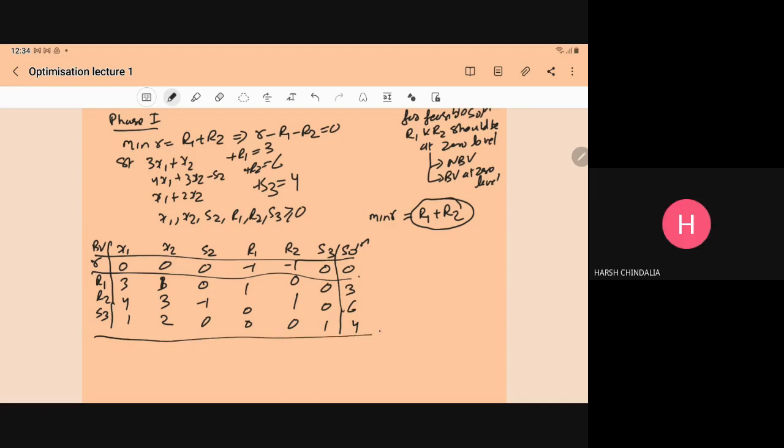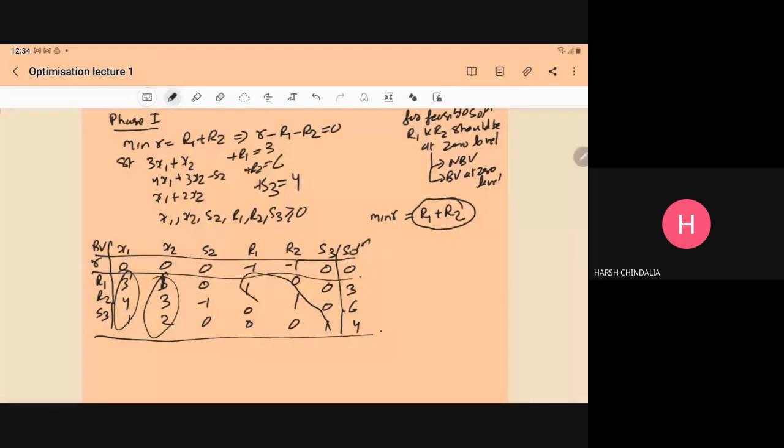Clear? Sir, I had a question. Huh? So now in phase one, the objective function has become R equals R1 plus R2. So minimization. With minimization. Yes, so why are we not taking the basic variables to be x1, x2, and s3? So x1 and x2 are making the identity matrix. No. For the basic variables, they must form the identity matrix. Okay.